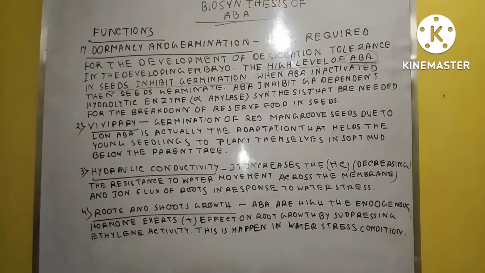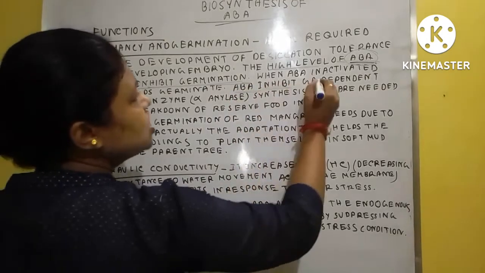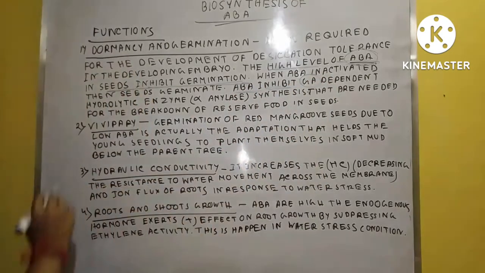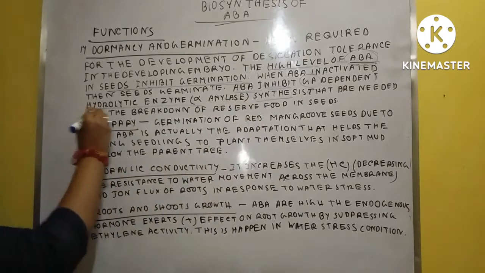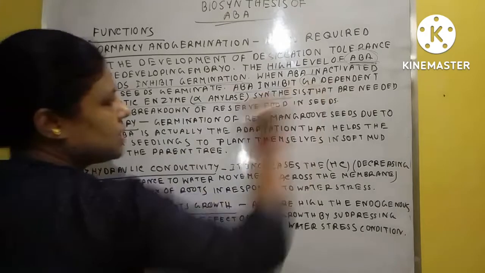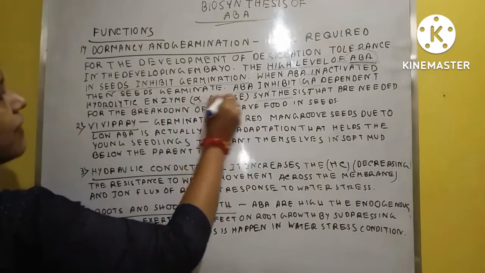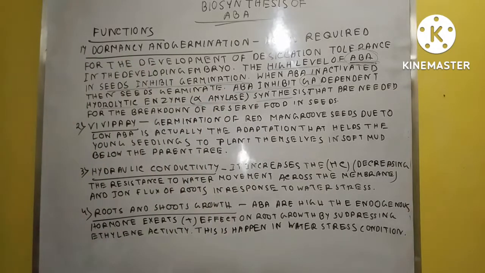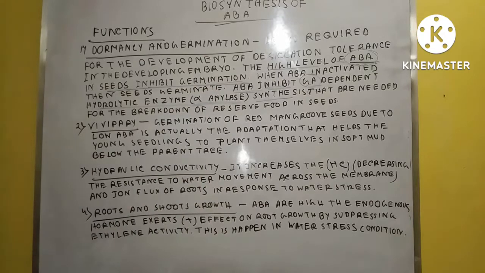So how is that possible? Actually, ABA inhibits the gibberellin-related hydrolytic enzyme. This is the synthesis of the hydrolytic enzyme that is related to gibberellin. Clear? The enzyme is alpha amylase, and what is the role of alpha amylase? Its role is that it breaks the reserve food that is present in the seeds.